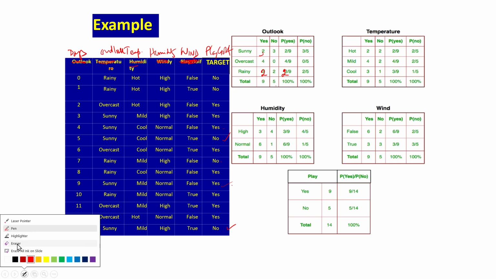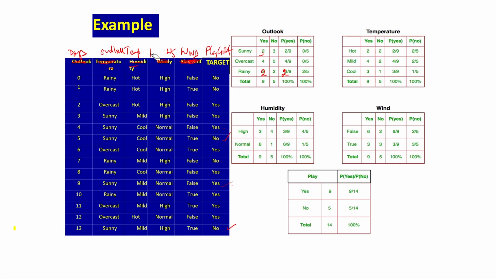Let me write it properly, because this is important. If the table is not correct, everything else will not be understood.